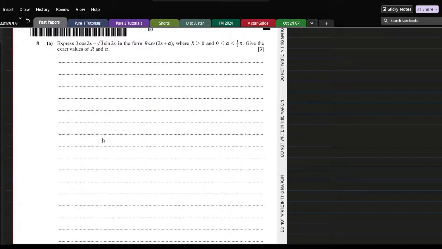Number 8, part A. Express 3 cos 2x minus root 3 sine 2x in the form r cos (2x plus alpha), where r is greater than 0 and alpha is between 0 and half pi. Give the exact values of r and alpha. Alright, so we've been given 3 cos 2x minus root 3 sine 2x, and we want to express this in the form r cos (2x plus alpha).